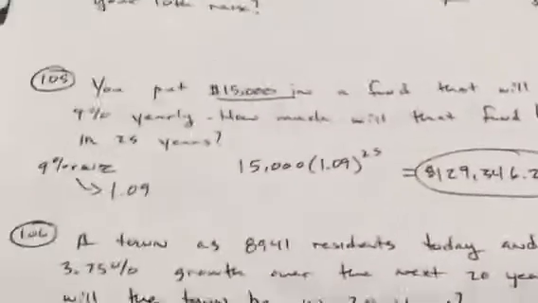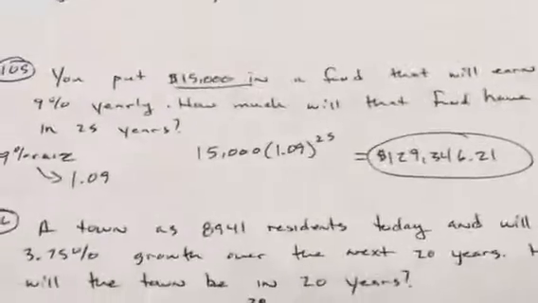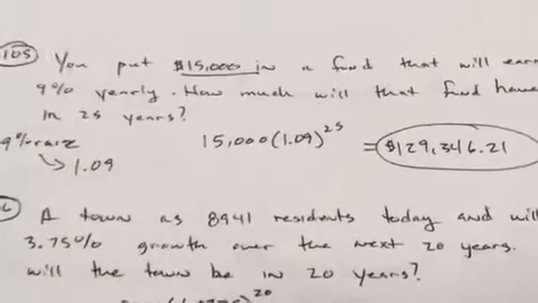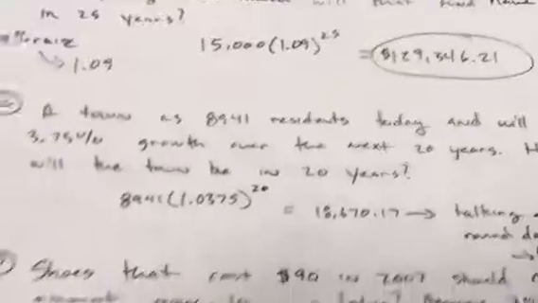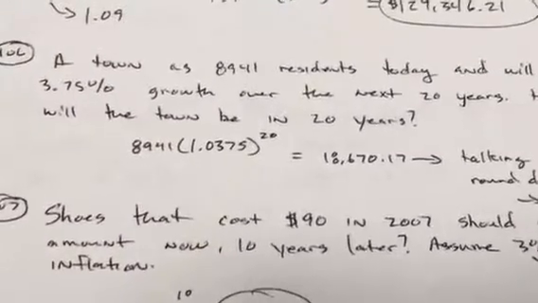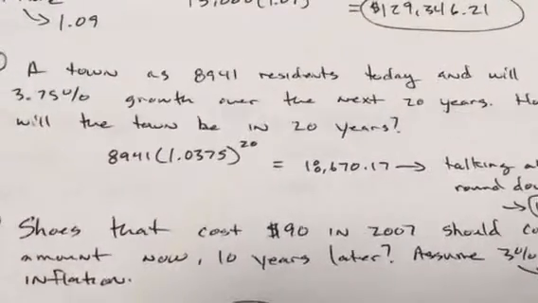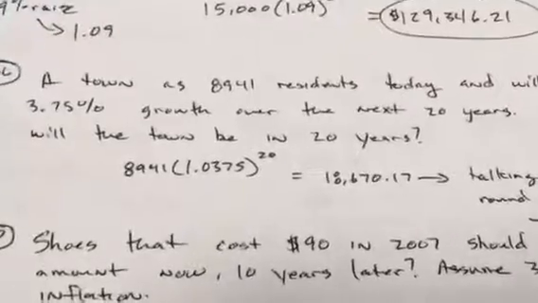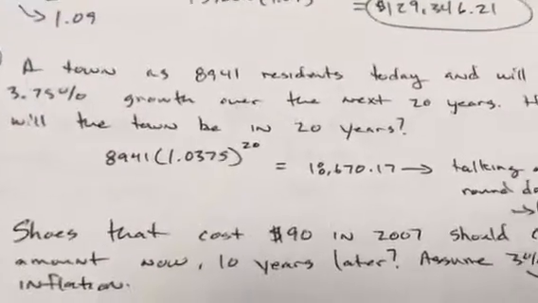And guys, if you put 1,500 in, and you will earn 9% yearly, 1.09 is the base. Raise it to the 25th, you get that answer. Just plug it in. If you grow by 3.75%, that's 1.0375 is the base. Do that for 20 years. Round down because we're talking about people here.